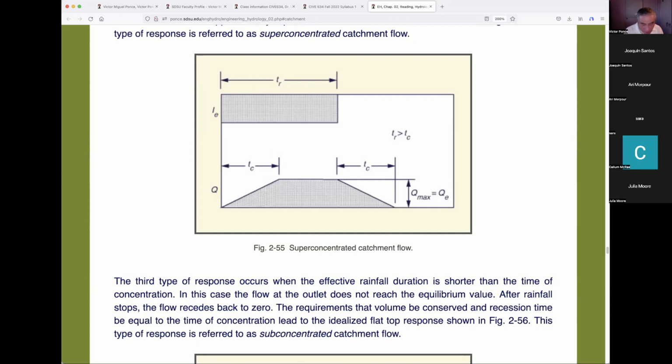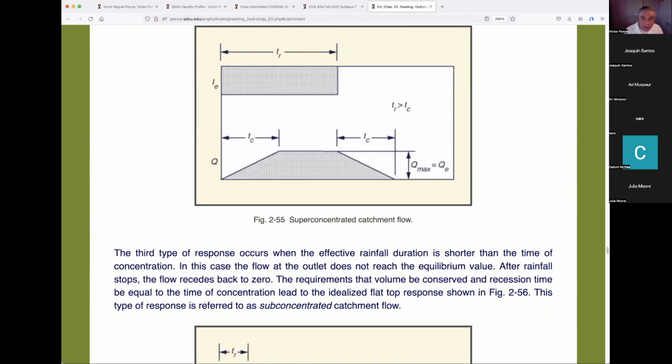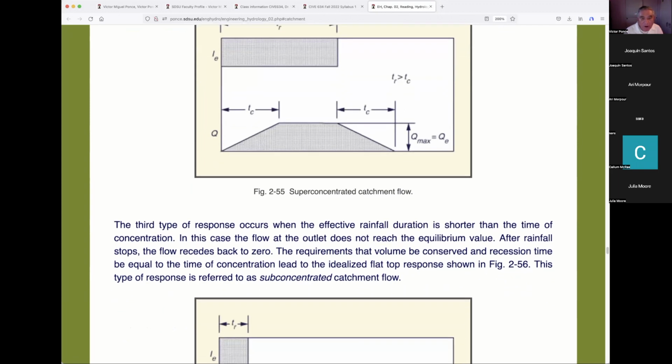So he thought about it for a long time. I don't know how long, but I'm talking years. And he figured out that the mid-sized watersheds he was dealing with were actually sub-concentrated, in the sense that T sub R, the rainfall duration, was less than T sub C, the time of concentration, and therefore they could not achieve more than a limit on the flow. And he developed the concept based on that.